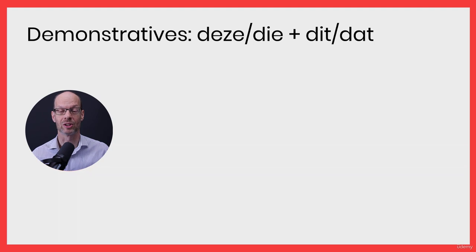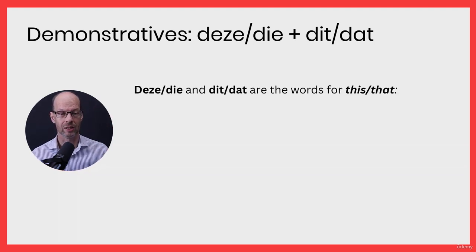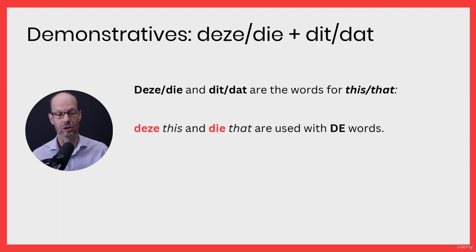And the reason is because there's a difference between de words and het words. So let me explain you a little bit more. So deze en die and dit and dat are words for this and that. And now the reason comes. Deze is this and die is that, and they are used with de words.